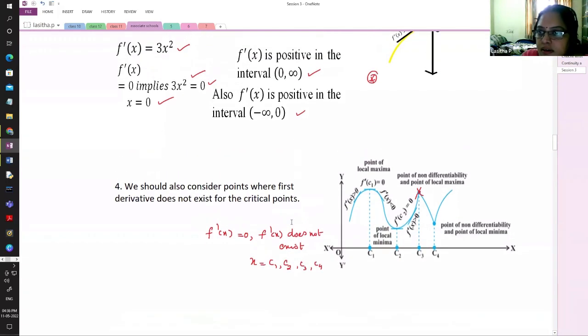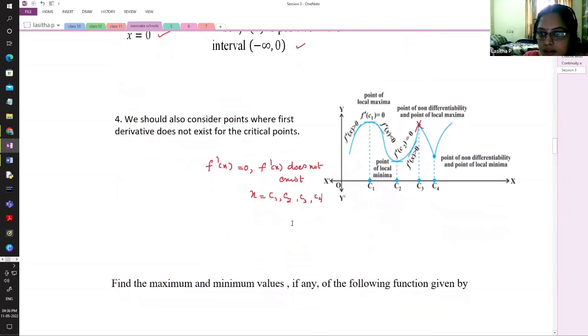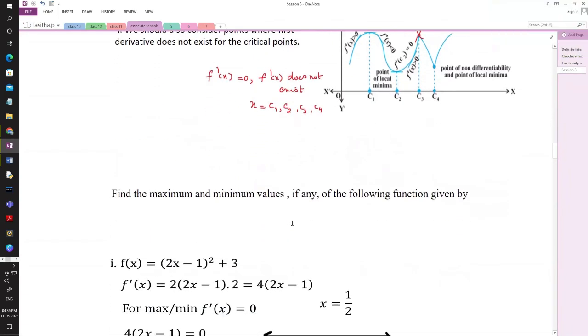Is this clear, teachers, or any other discussions needed on this? Shall I proceed? Yes, ma'am.